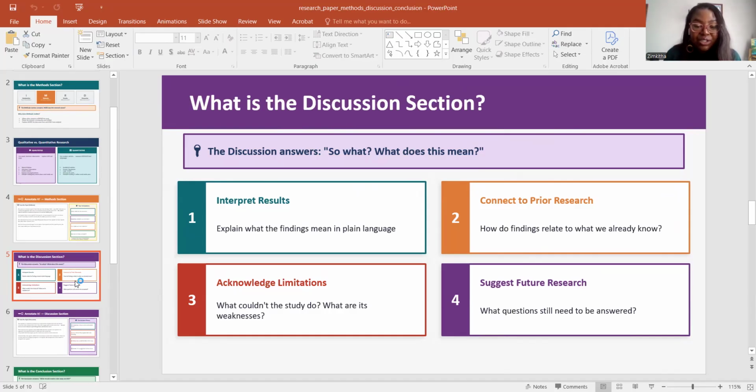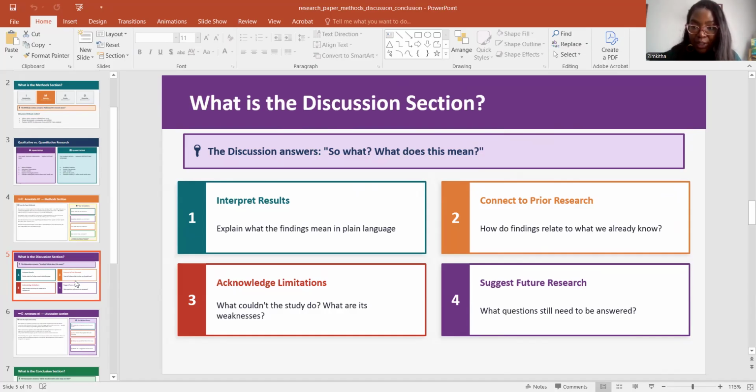All right. So discussion. So ask yourself the question, so what? What does this information mean? So number one, you interpret the results. Explain what the findings mean in plain English. All right. In your data, for example, you have 80% of students doing well, okay, in the online classes. A majority of them are scoring 80%. What is your interpretation of that? Well, from that, it appears that the majority of students are actually comfortable with online classes. That's it. Do not try to go back too much, too deep. No, just interpret it in plain English.